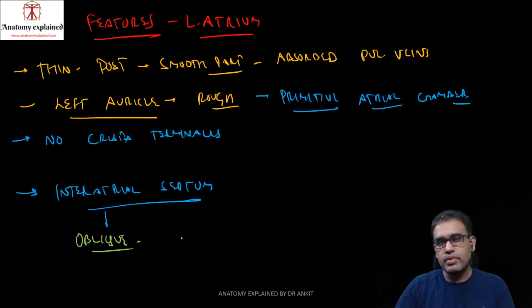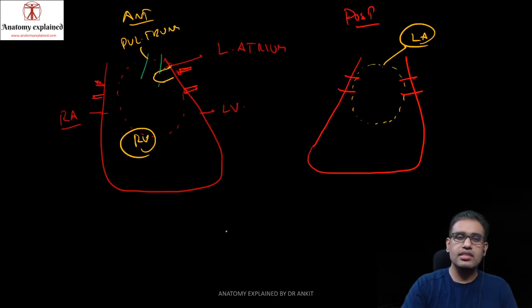Okay, so it runs from anterior to posterior. It is slightly oblique posteriorly and towards the right side. Now what does that implicate?